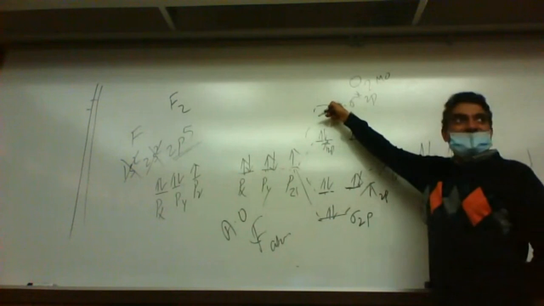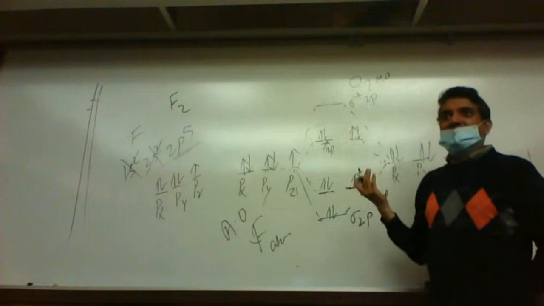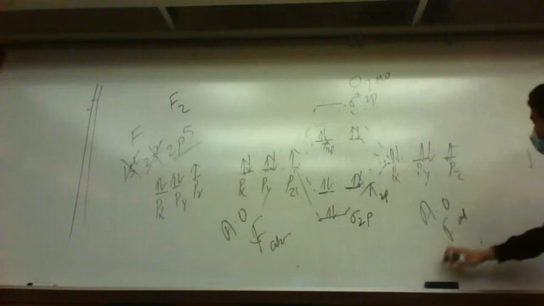There are no electrons to put here, right? If I had the electrons, I would put one here first, and then pair here. But there are no more electrons I have. Now let's calculate the bond order.